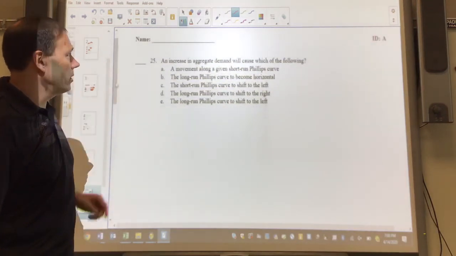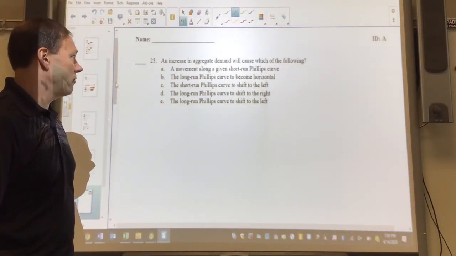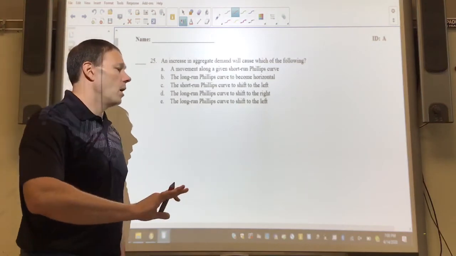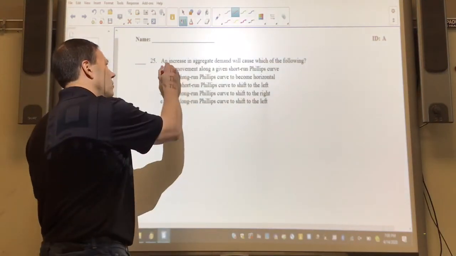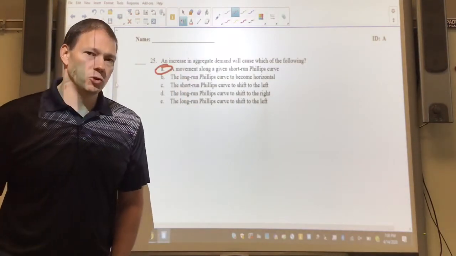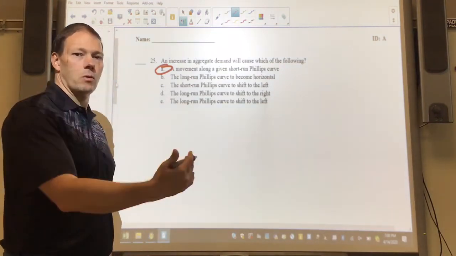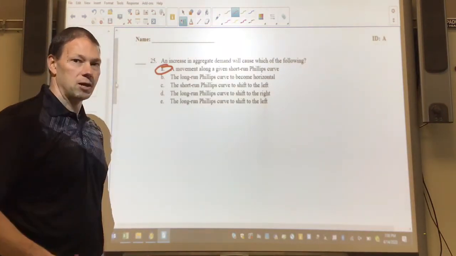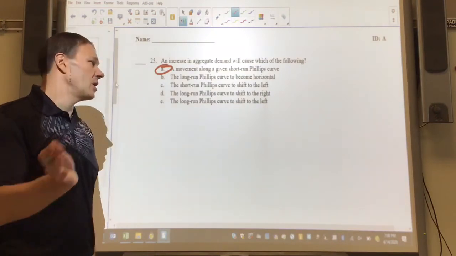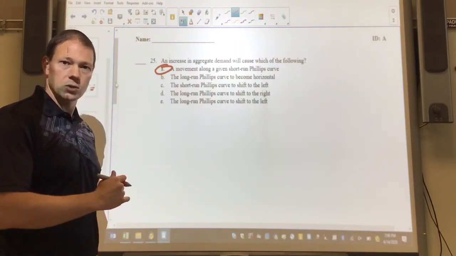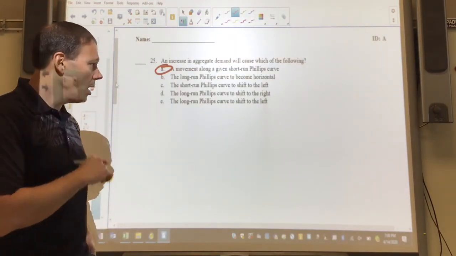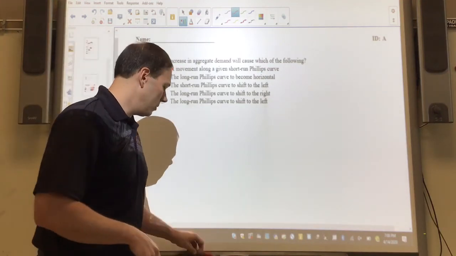And the last one, an increase in aggregate demand is going to cause which of the following? Remember, when you shift aggregate demand, that moves along a Phillips curve. The short-run Phillips curve is where we move if there's an aggregate demand shift. It's the supply shifts that move us off of the curve. Okay, so supply shifts don't fit the Phillips curve, but demand shifts do. And there you go, letter A.